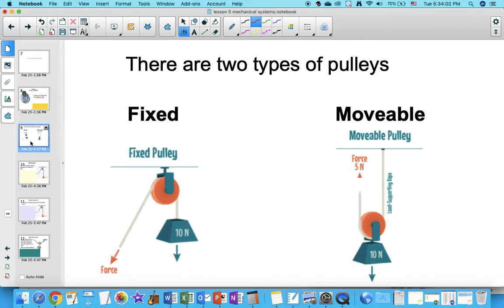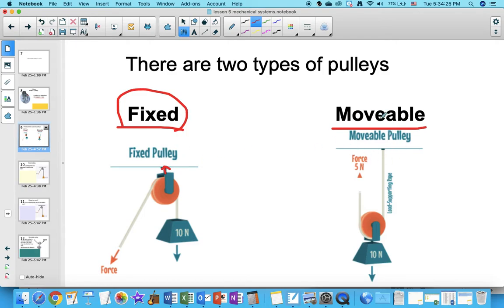There are two main types of pulleys. You got your fixed pulley and you got your movable pulley. A fixed pulley, fixed means to stay put. So a fixed pulley is a pulley that can't be moved, right? So in this case, we see that this pulley is basically screwed to the ceiling. And so this pulley is stuck in that spot, and so we call it a fixed pulley.